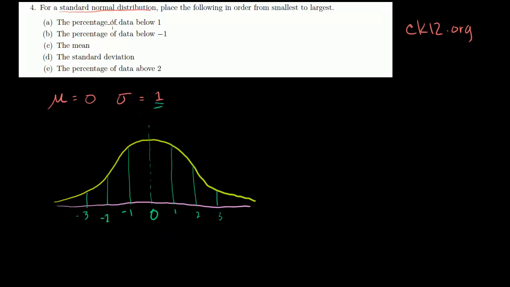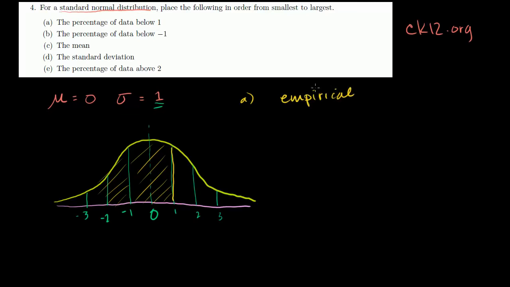So what's the percentage of data below 1? Part A, that's this stuff right here. So everything below 1. It's not just that little center portion. It keeps going. Everything below 1, right? Percentage of data below 1. So this is another situation where we should use the empirical rule.